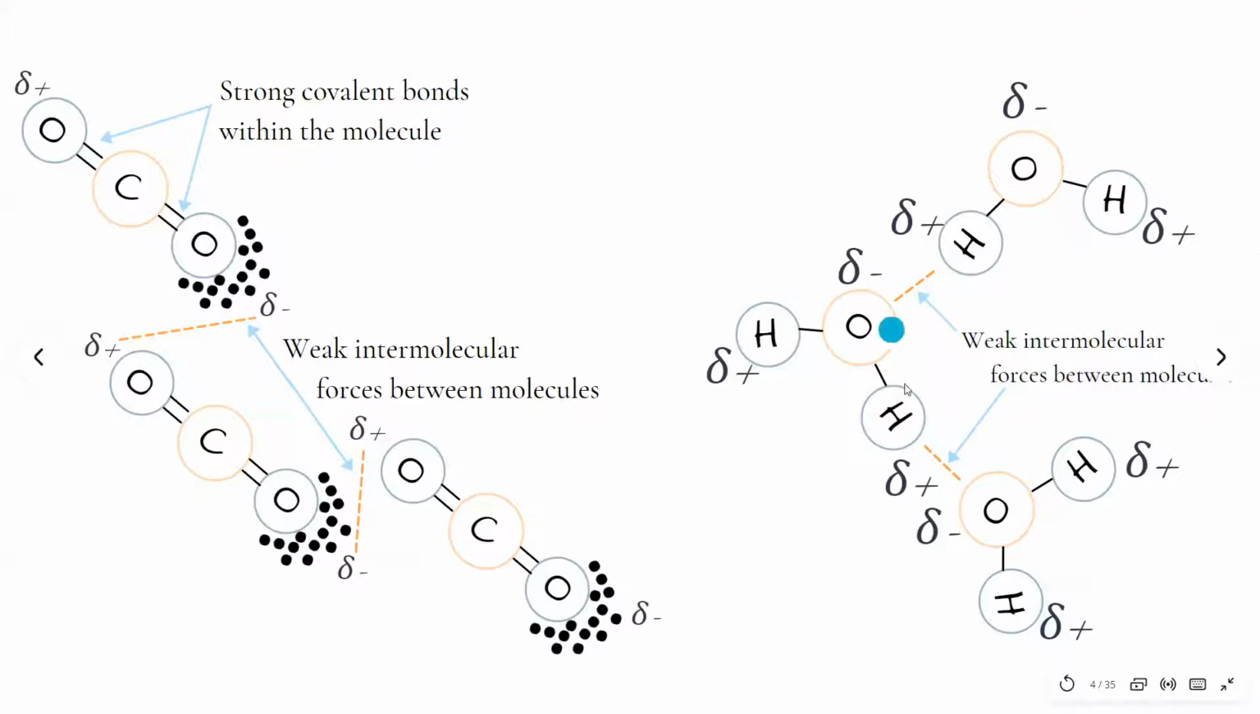So with polar molecules, those weak intermolecular forces between the molecules are called dipole-dipole forces. That's because a polar molecule has a dipole. It has a negative end and a positive end. The negative end of one molecule will be attracted to the positive end of a molecule next to it, and the positive end will be attracted to the negative end of another molecule. And this just extends throughout the substance.